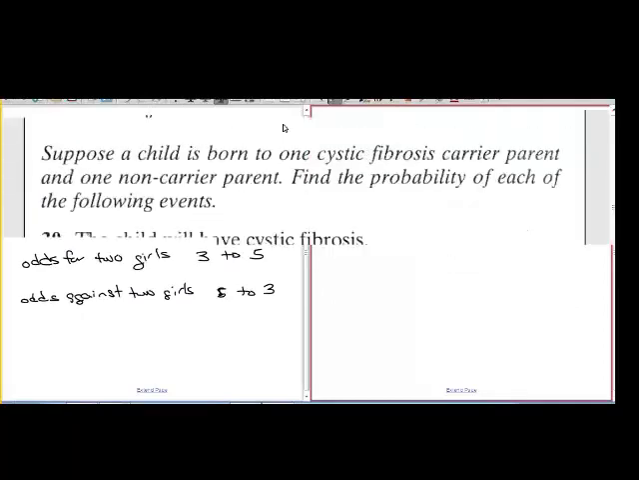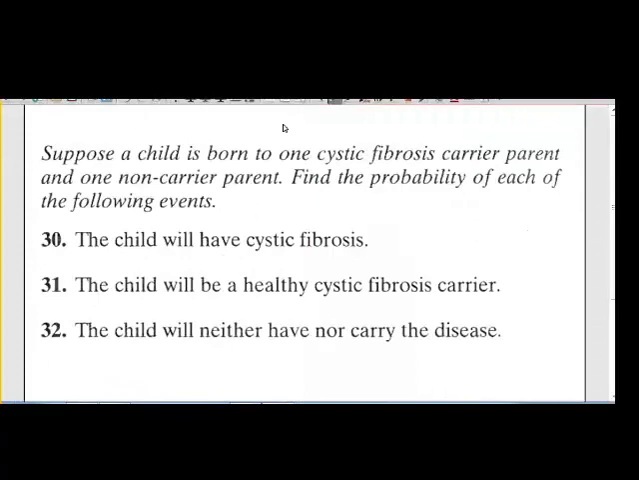Okay. So the next one is a genetics question. Suppose a child is born with one cystic fibrosis carrier parent and one non-carrier parent. Find the probability of each of the following events. The child will have cystic fibrosis. The child will be a healthy cystic fibrosis carrier. And the child will neither have nor carry the disease. Do you remember genetics from your high school biology class?